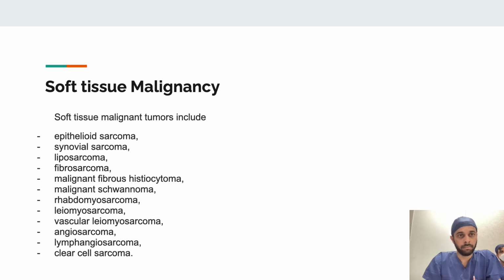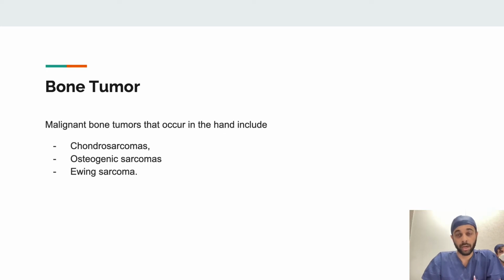The second topic which I was discussing was soft tissue malignancy. They include different soft tissues of the hand: the epithelioid tissue, synovium, the fat layers, the fibrous layers, muscle, vascular, and the lymph. These are also tumors which usually go to the specialty, the tumor surgeons, rather than referring to us. And finally, we have the bone tumors, which are of most interest in today's topic. There are mainly three of them: the chondrosarcomas, the osteogenic sarcomas, and the Ewing sarcoma. We'll discuss them in some detail.